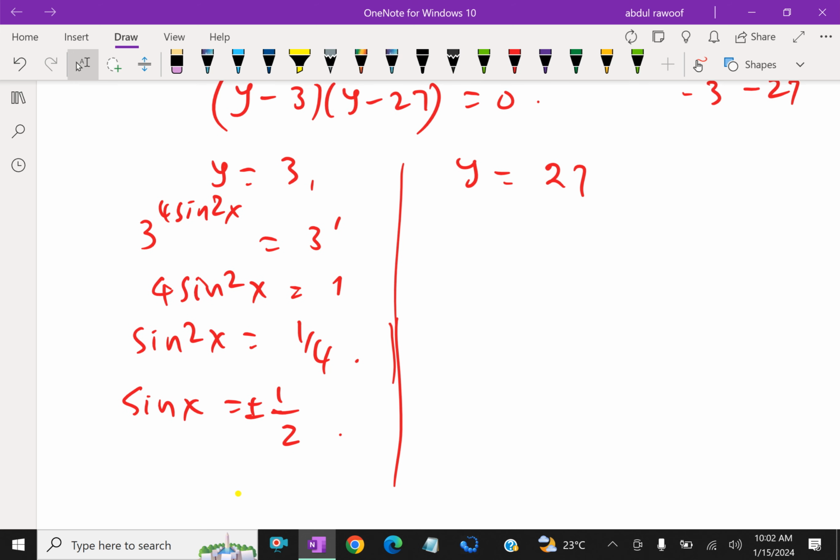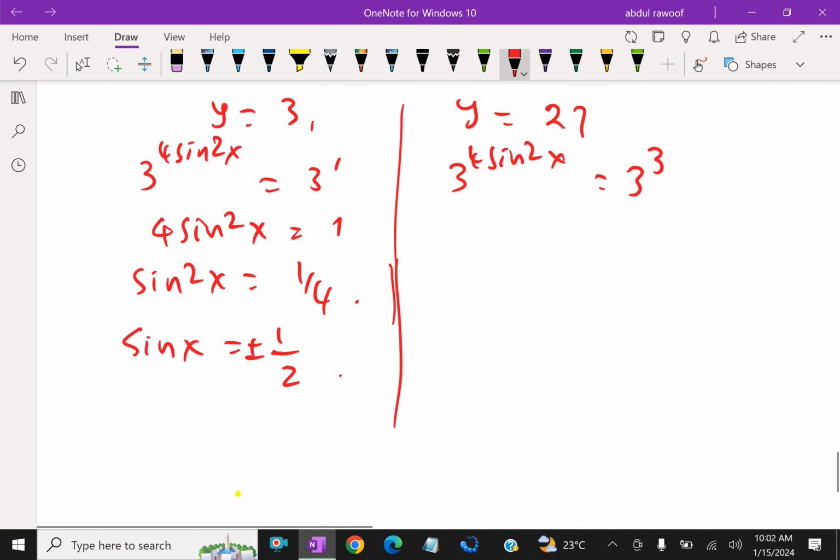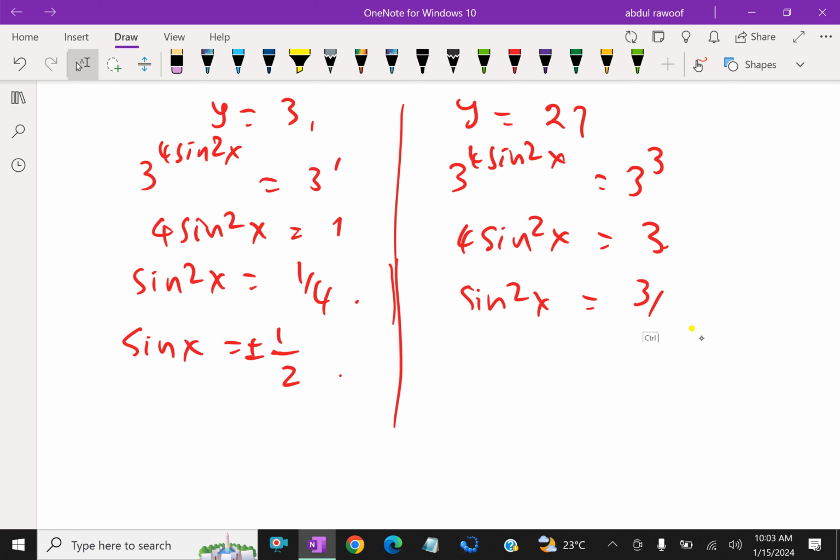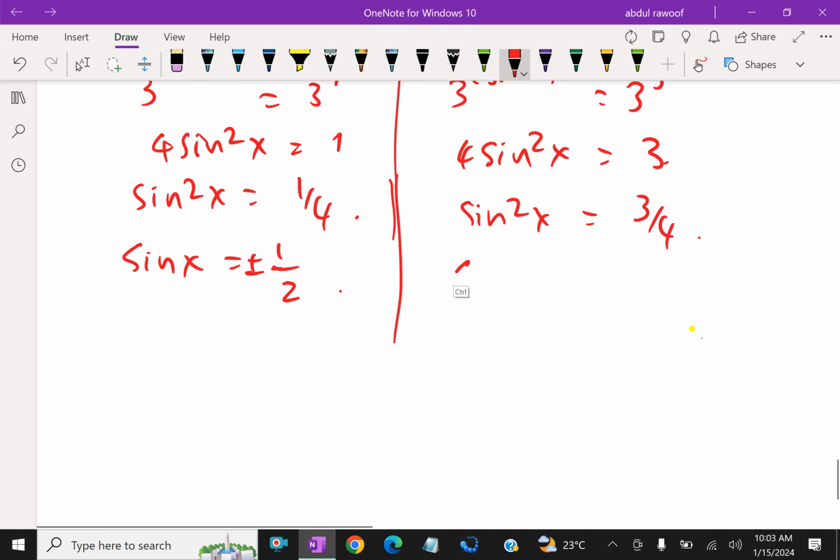Similarly, here y is 3 power 4 sine squared x equal 27, which can be expressed as 3 power 3. Both bases are the same, so equating the index, 4 sine squared x equal to 3, because the base is the same, we eliminate it and equate the powers. Therefore sine squared x equal to 3 over 4. Therefore sin x equal plus or minus root 3 by 2. We have two sets of values here.